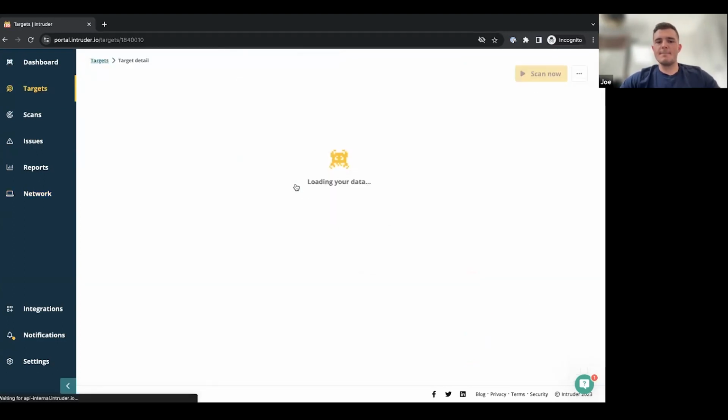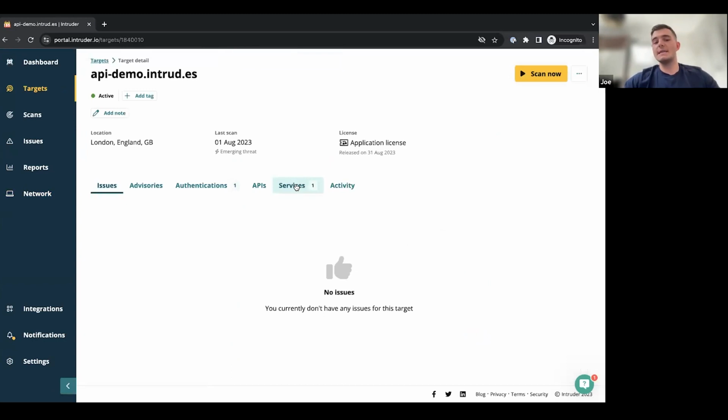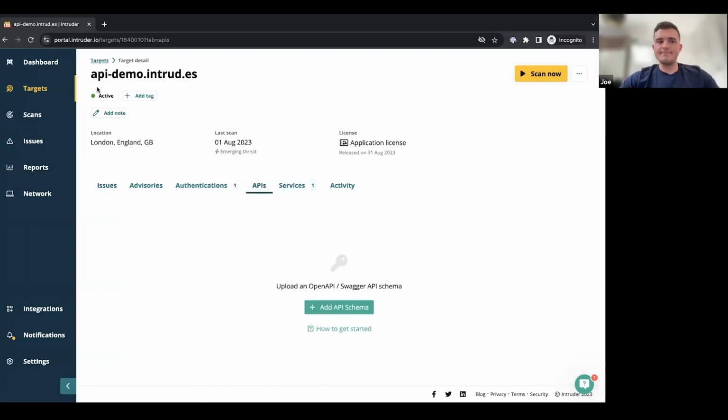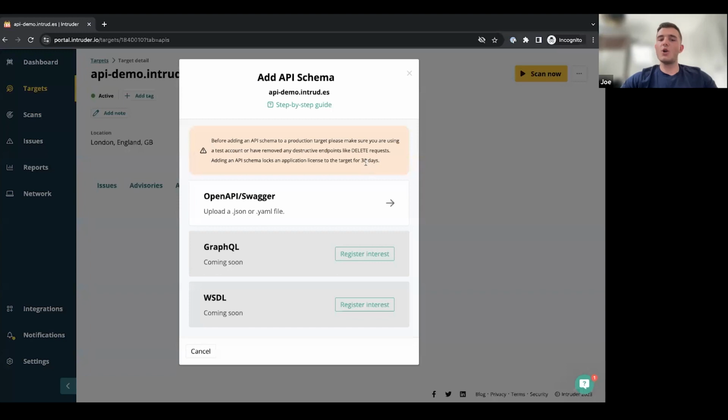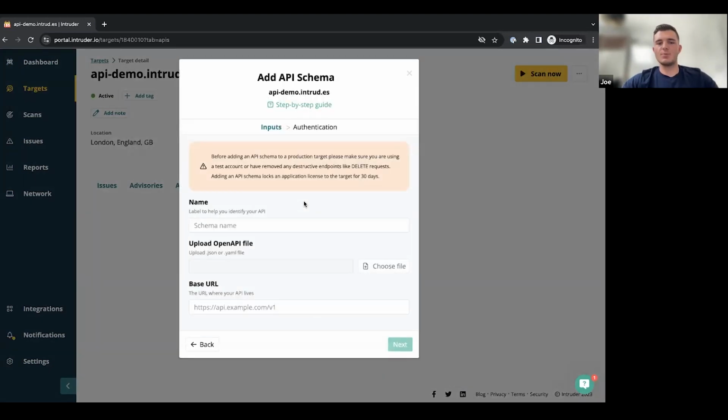And like the second one, to make it nice and easy, we can add an authentication and add an API schema to your target. To do that in Intruder, in your target detail page, you can click into the tabs along the top of that page. You'll notice there's one that says APIs. At the moment, we support the upload of OpenAPI or Swagger schemas. So you just need to click this green button to add the schema, and click that top option.